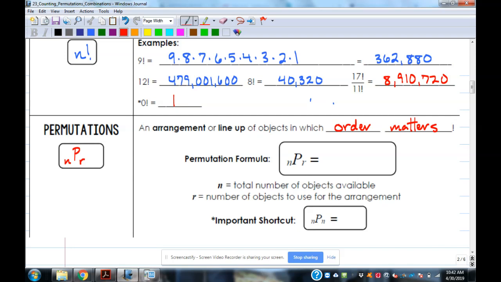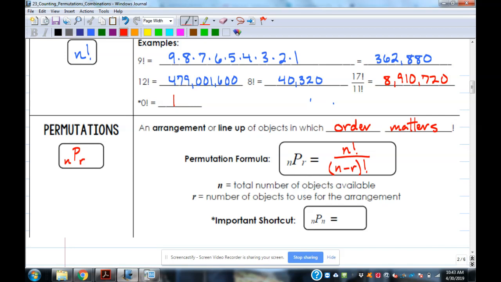The formula for permutation is n factorial over parentheses n minus r factorial. n is how many objects are available. So if we're talking about people in a race, if there are 10 people in the race, n is 10. r is the number of objects you're using in the arrangement. So if we want to know how many ways the 10 people that are racing can finish in first, second, or third, that would be 3. So that's 3 positions.